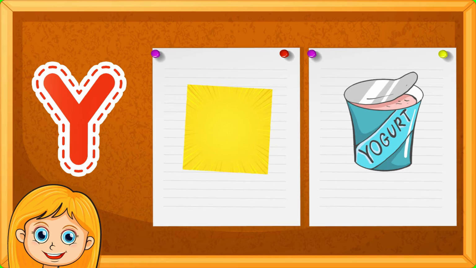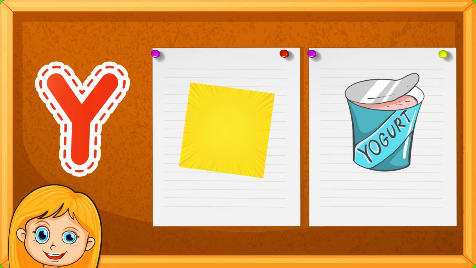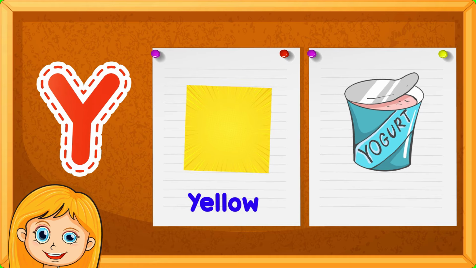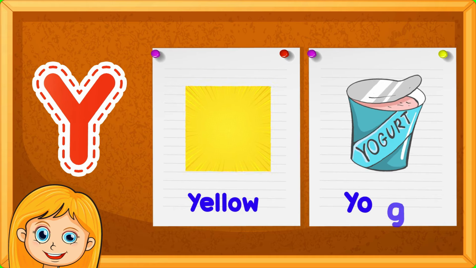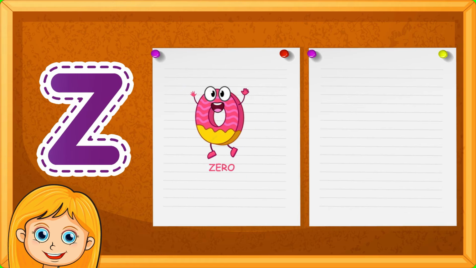Y is for yellow. Y is for yogurt. Y is for yellow. Y is for yogurt.